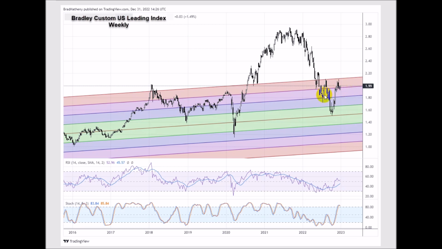Leading index, meaning that we're looking for a base or a bottom. We need to see this hold up. This is really our inverted head and shoulders formation here. You can see it kind of set up right here. We're looking for a base or a bottom.